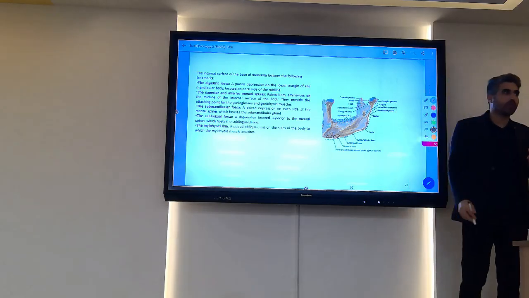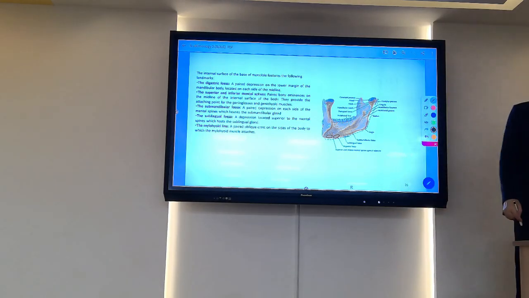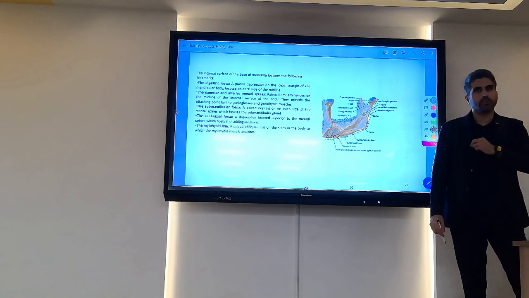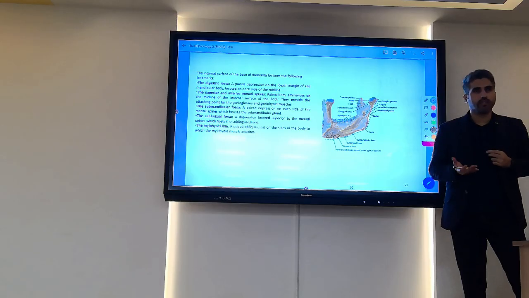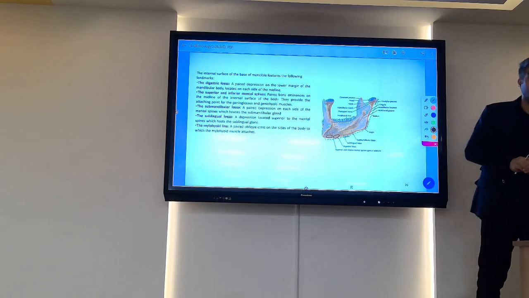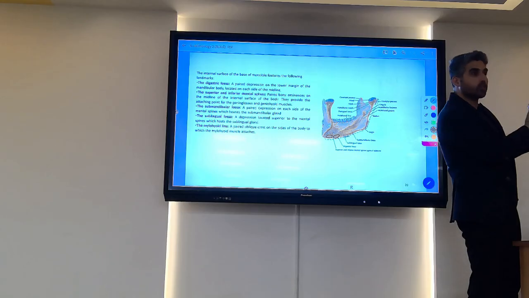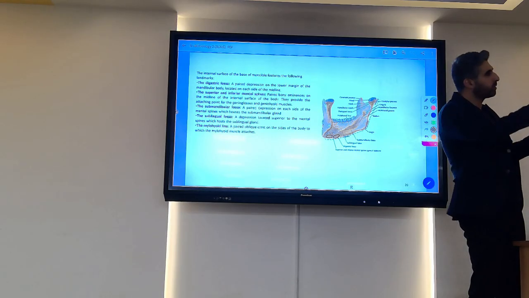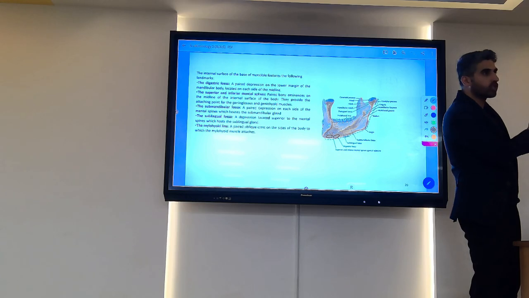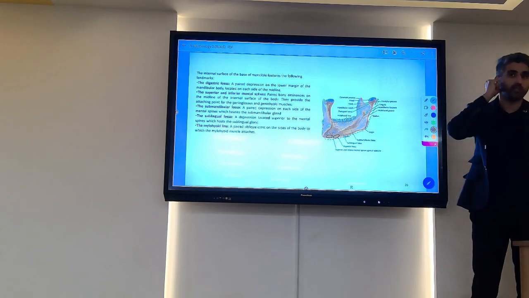Digastric fossa. We have the digastric today in one other part. I told you about the digastric muscle in one part of the temporal bone. Mastoid notch: I told you the mastoid process has a notch medially, the mastoid notch, and a groove, the occipital groove, for the occipital artery. But the mastoid notch, the lateral one, is for the digastric muscle.